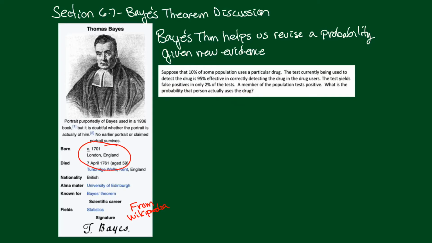So at first, we're thinking, oh, this person tested positive. So, it's 95% effective. So we're thinking, oh, it tests positive, this person's probably using that drug. But let's see what Bayes' theorem has to say. So before we actually solve this problem, let's take a look at Bayes' theorem, Bayes' formula.